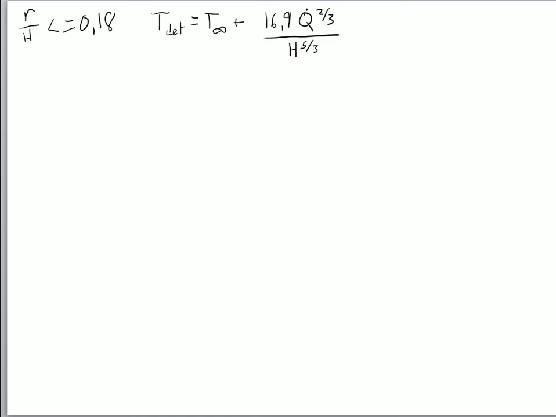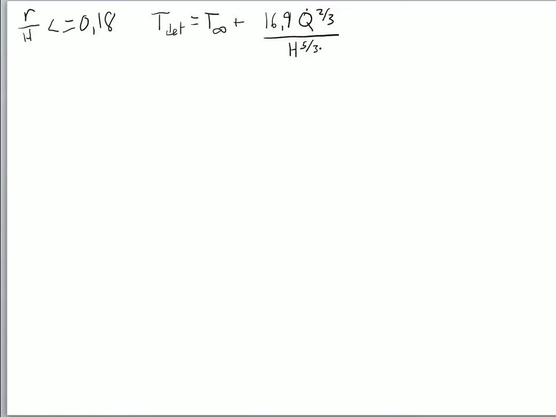Hello everyone, this video is going to show how to rearrange Alpert's temperature correlations for solving for the heat release rate, the Q dot term. So if we are close, right above the flame, where R over H is less than or equal to 0.18, the temperature of some detector at a point is equal to our ambient temperature plus 16.9 times the heat release rate to the 2/3 power divided by the height above the flame to the 5/3 power.